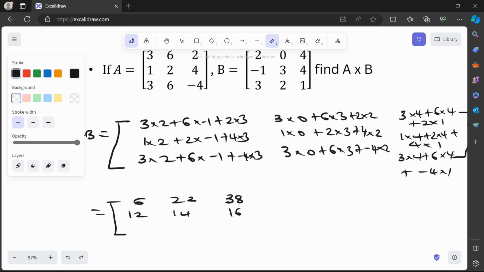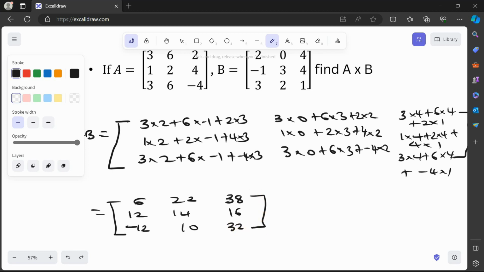And the final that will be 3 times 2 plus 6 times minus 1 plus minus 4 times 3. That will give me minus 12. 3 times 0 is 0. So that will be 6 times 3 plus minus 4 times 2. This gave me 10. And finally, 3 times 4 plus 6 times 4 plus minus 4 times 1. This gave me 32. It's possible that one of the values is not correct, but let's see.